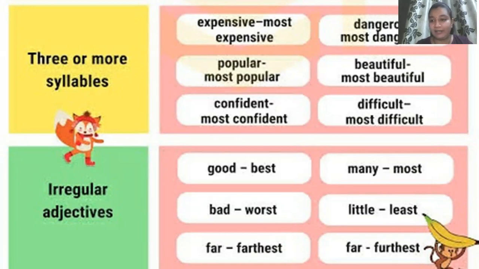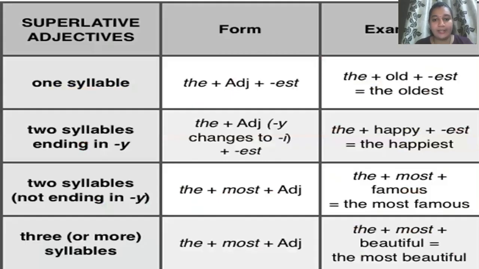So similarly, different irregular adjectives are also shown on the screen, and what kind of superlative form they will take. Let us see in the rules aspect. If one syllable word, we simply have to add est at the end of the adjective in order to give it a superlative form. If two syllable word ending with y, we will remove y and add suffix iest along with it to give it a superlative form.